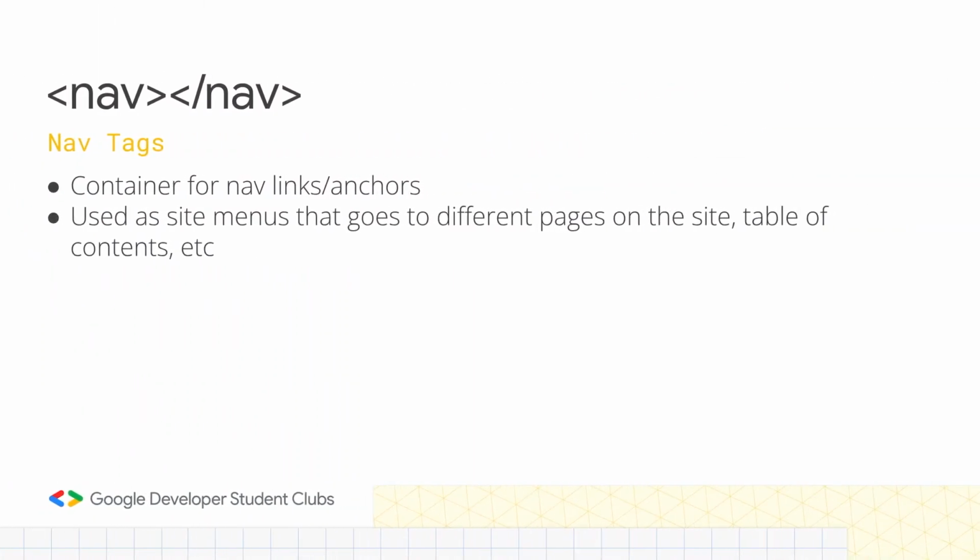Nav. So this is another container for nav links and anchors used as site menus that go to different pages on the site. So when you go to a website, you usually see a bunch of links together, and you should wrap them together in a navigation for semantic purposes, basically.